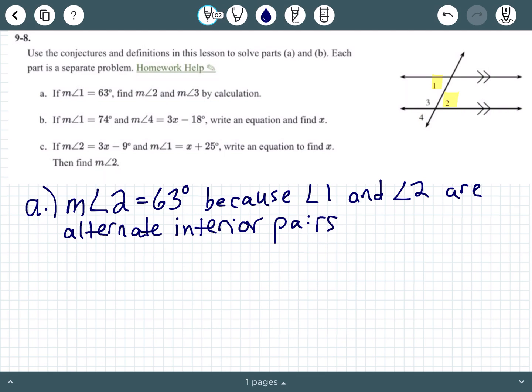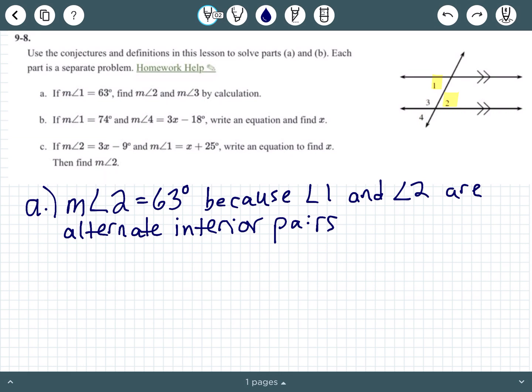pairs. Now, alternate means, hey, we've got this transversal, that's this line that's cutting through our parallel lines, and angle 1 and angle 2 are on opposite or alternate sides of that transversal. And also at the same time, you'll notice we have our parallel lines. Well, interior means that they're on the inside of the parallel lines. So those are alternate interior pairs. And always when we have a set of alternate interior, they will always have the same angle measurement.